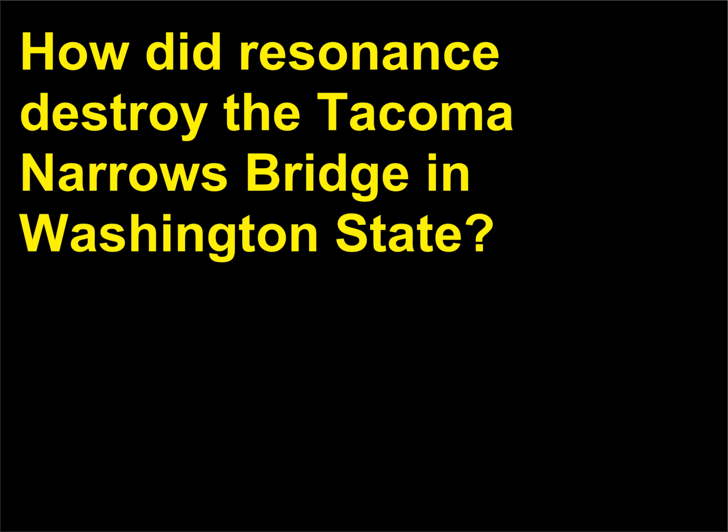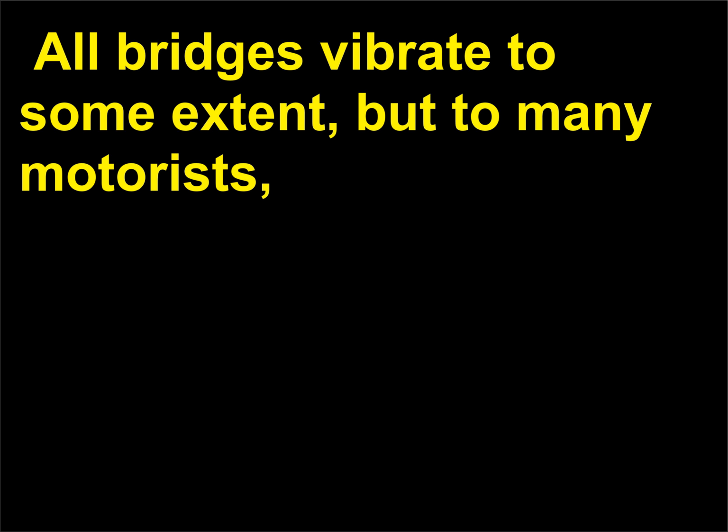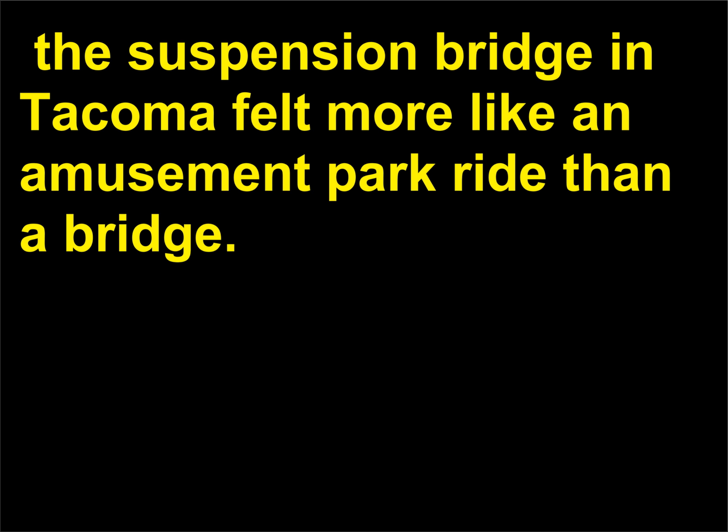How did resonance destroy the Tacoma Narrows Bridge in Washington state? The Tacoma Narrows Bridge, or Galloping Gertie as it was often called, was built in 1940 and was known for its unusual, undulating movement. All bridges vibrate to some extent, but to many motorists, the suspension bridge in Tacoma felt more like an amusement park ride than a bridge.